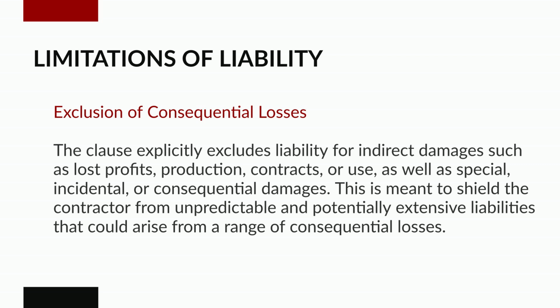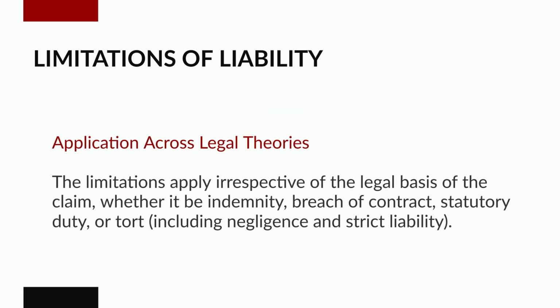Exclusion of consequential losses. The clause explicitly excludes liability for indirect damages such as lost profits, production, contracts, or use, as well as special, incidental, or consequential damages. This is meant to shield the contractor from unpredictable and potentially extensive liabilities that could arise from a range of consequential losses. Application across legal theories. The limitations apply irrespective of the legal basis of the claim, whether it be indemnity, breach of contract, statutory duty, or tort, including negligence and strict liability.